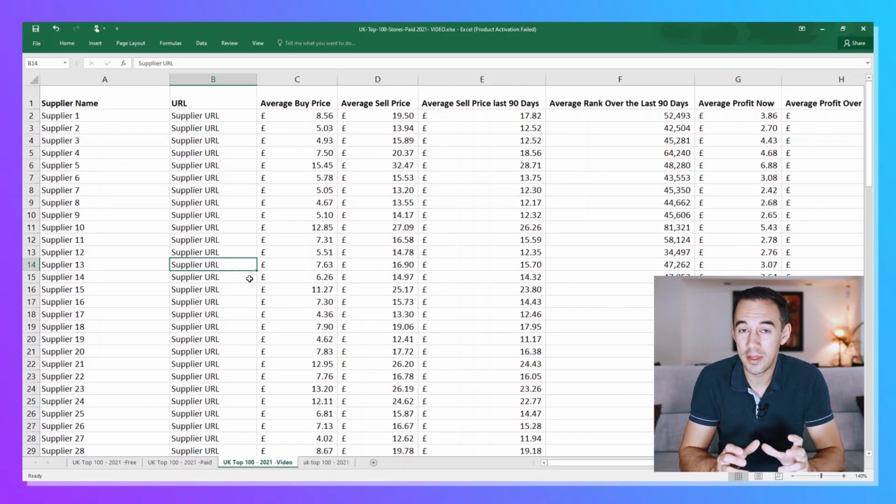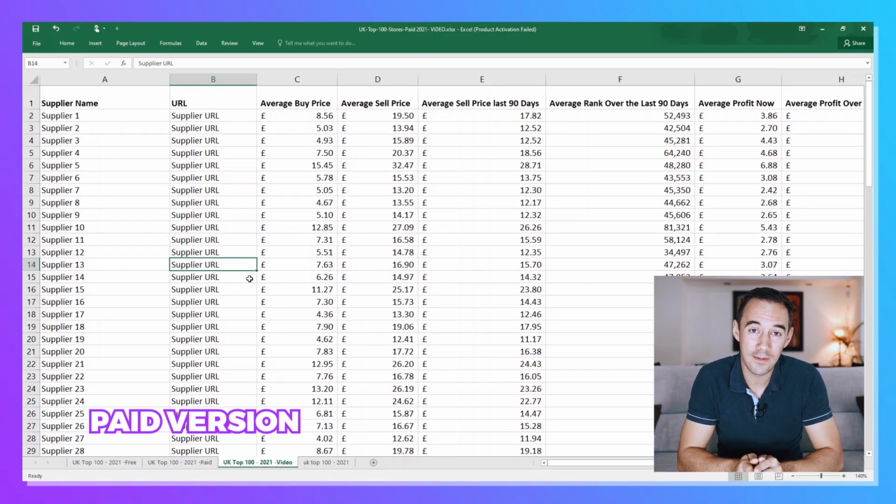We've also got a paid for version, which I'll go through here, where we've added a lot more data in, just to give you a lot more insights into it. And we've ordered it from the best supplier to the 100th best supplier. Okay, so here we are with the top 100 paid for version.